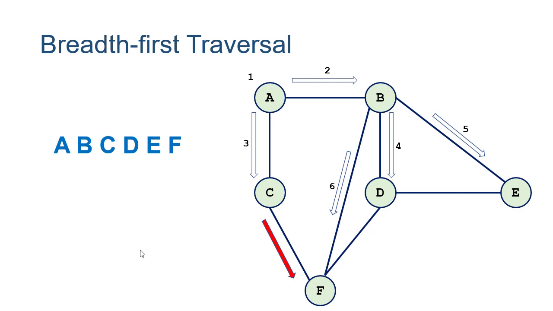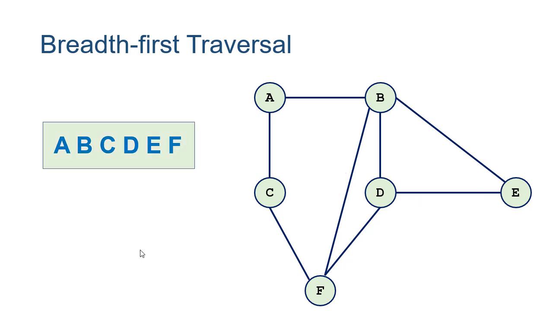And then the neighbors of C, well, we've already visited F and A. The neighbors of D, we've already visited F and E. The neighbors of F, we've already visited E. So there's no more nodes to visit. And then my breadth first traversal is A, B, C, D, E, F. And again, the order of this, it just depends on which node we start at.